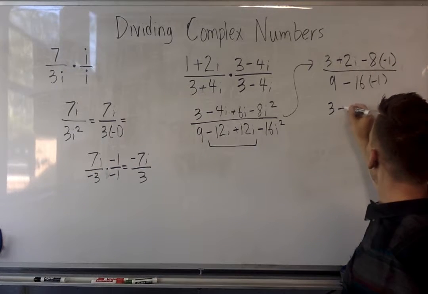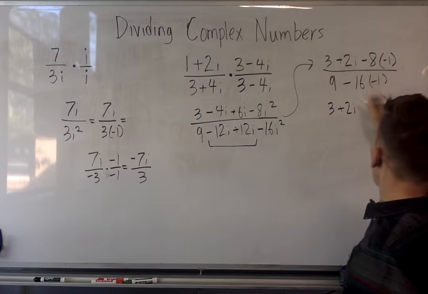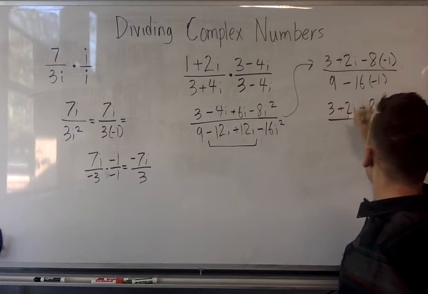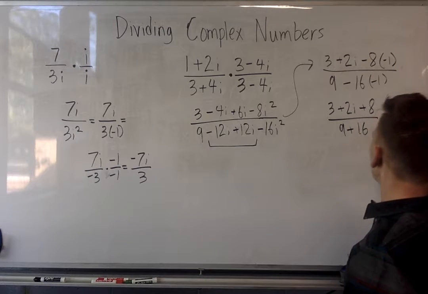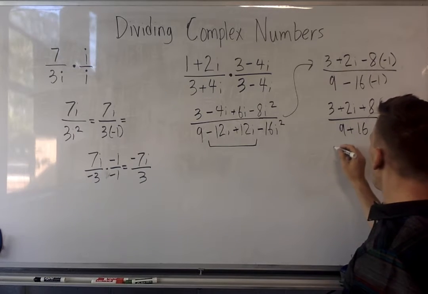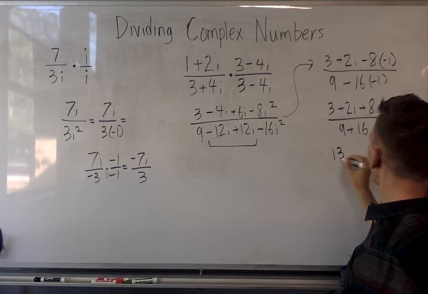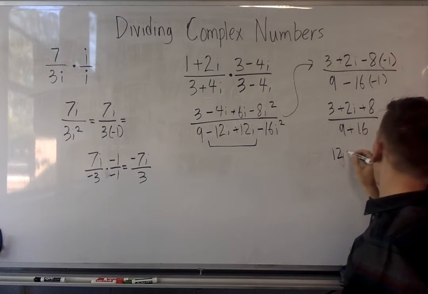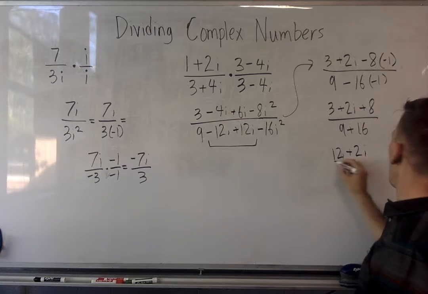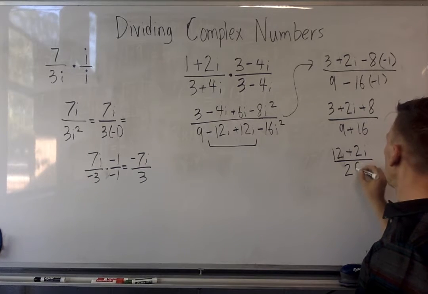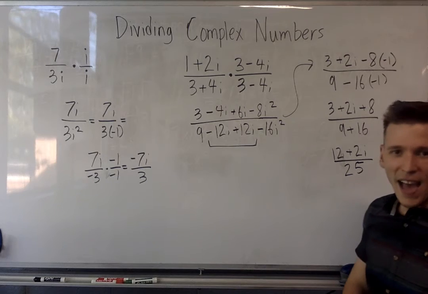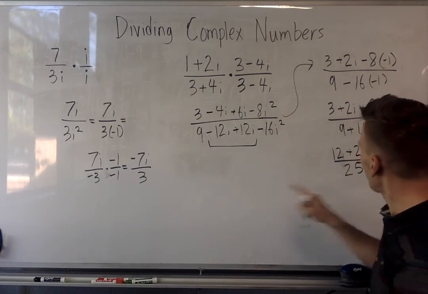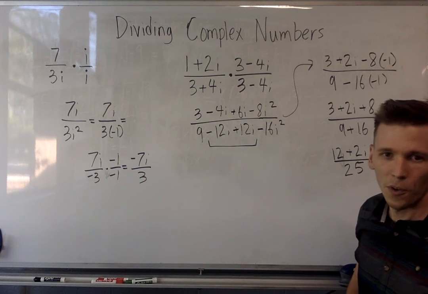All right, 3 plus 2i plus 8 over 9 plus 16 means that this is going to become 3 plus 8 is, no, not 13. Don't be foolish, Joe. 11 plus 2i all over 9 plus 16 is 25. And that is how you turn this ridiculously complicated denominator into a straightforward whole number like we want.